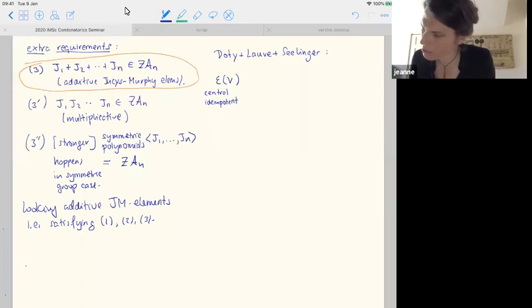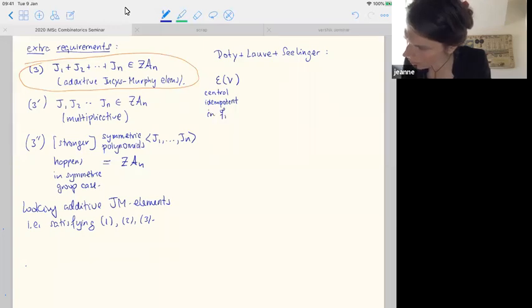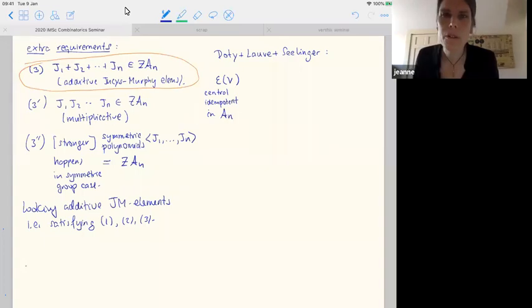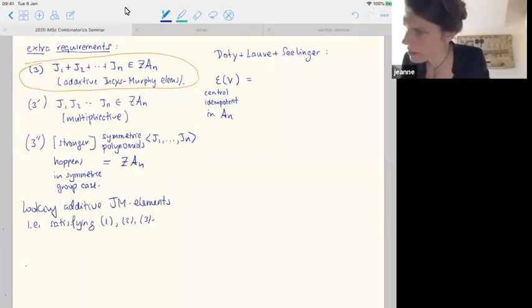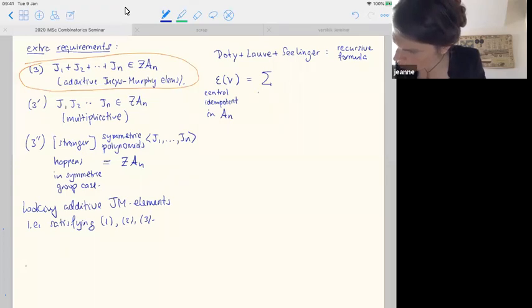If I take the central idempotent in An associated to an irreducible representation V, I can write this as a certain polynomial in the Jucys-Murphy elements. It's a recursive formula, as you might expect. So you can write epsilon of V as a sum over all U smaller than V, such that the dimension of U is one less.